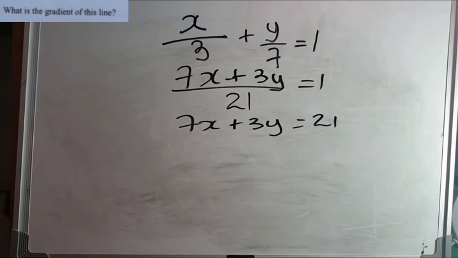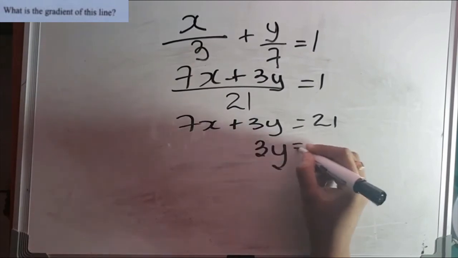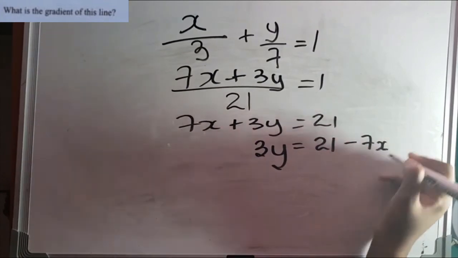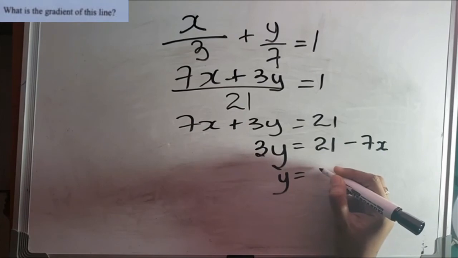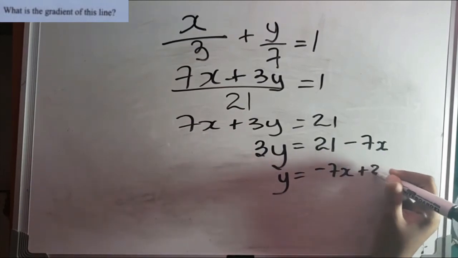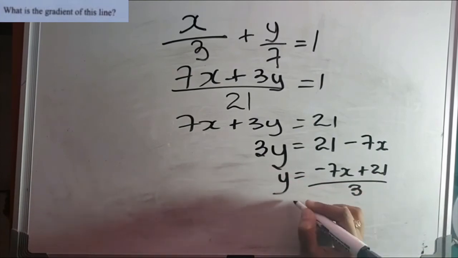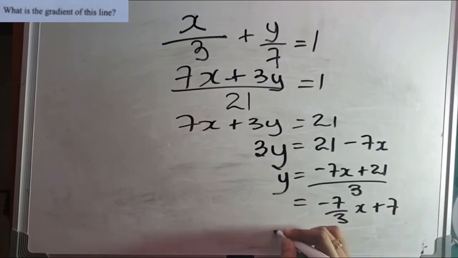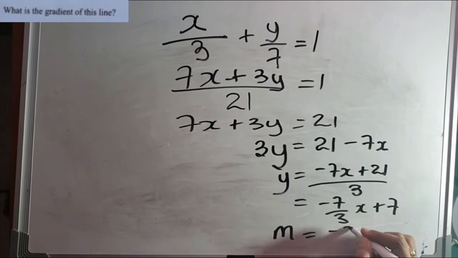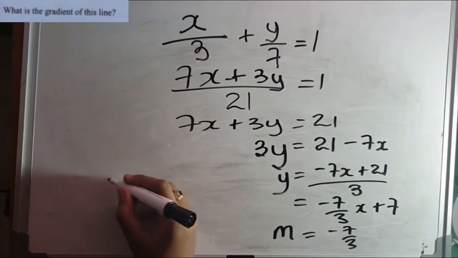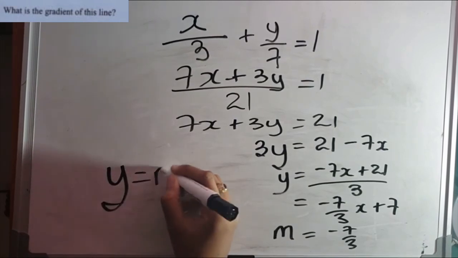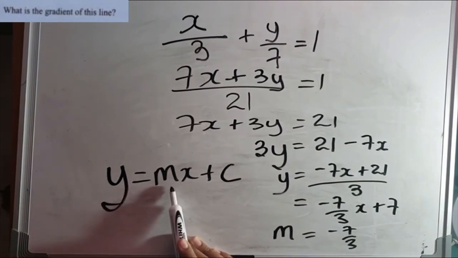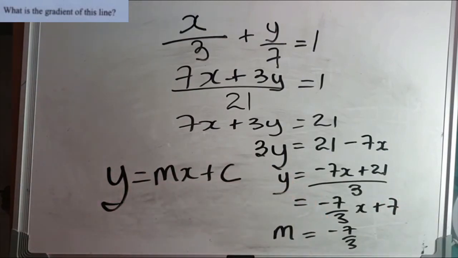So to find the gradient now, we want y on the side by itself. So 3y is going to be equal to 21 minus 7x. Y is going to be equal to negative 7x plus 21 over 3, and that's going to be equal to negative 7 over 3x plus 7. m is going to be equal to negative 7 over 3. If we remember the formula for the equation of a straight line is y is equal to mx plus c, where c is the intercept and m is the gradient, we're just going to extract the coefficient of x for the gradient.